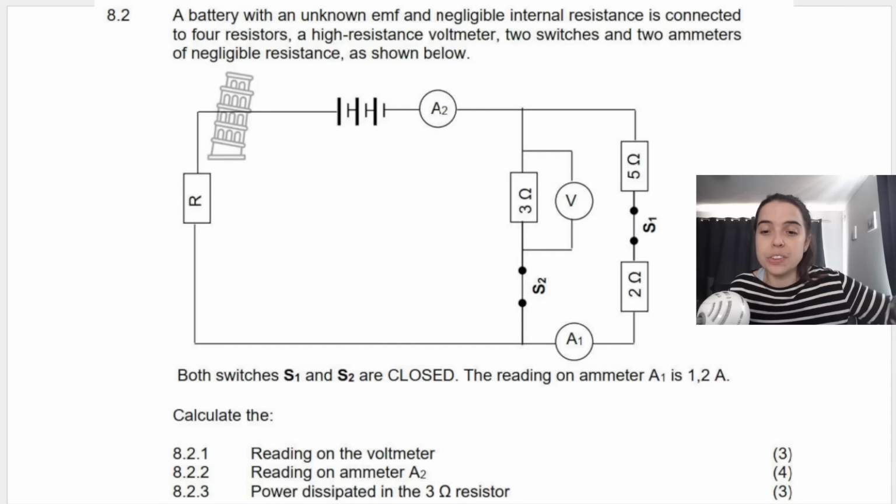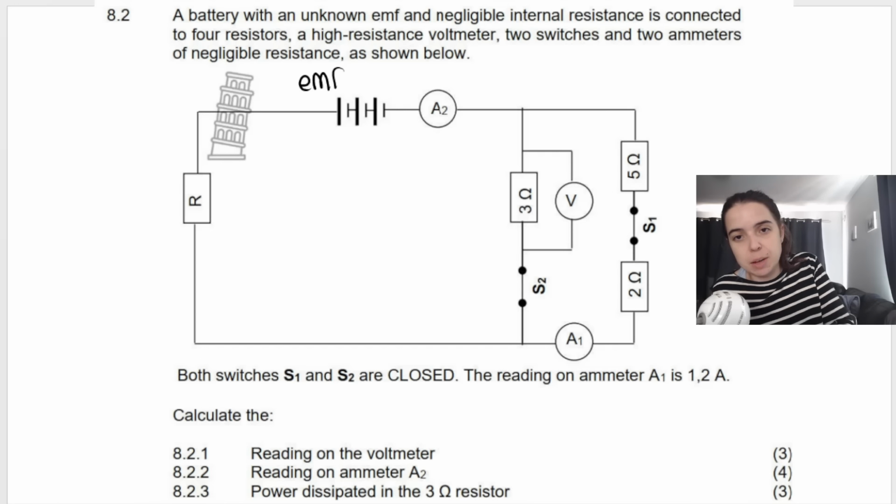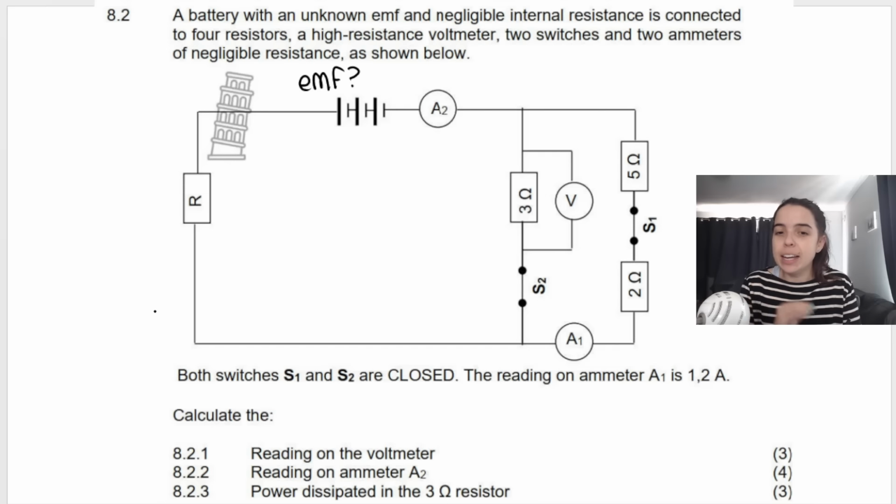Always read the story, look at the diagram, fill in any important missing information. So it says a battery with an unknown EMF. Okay, so we don't know the EMF. I'm going to put EMF with a question mark. And a negligible internal resistance, which means I don't care about the internal resistance, is connected to 4 resistors, a high resistance voltmeter, 2 switches, here's the one, here's the other, and 2 ammeters of negligible resistance. Both switches S1 and S2 are closed, and when this is the case, the reading on A1 is 1.2 amperes.